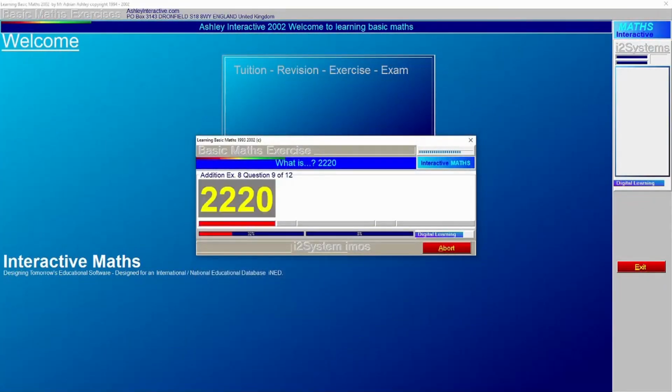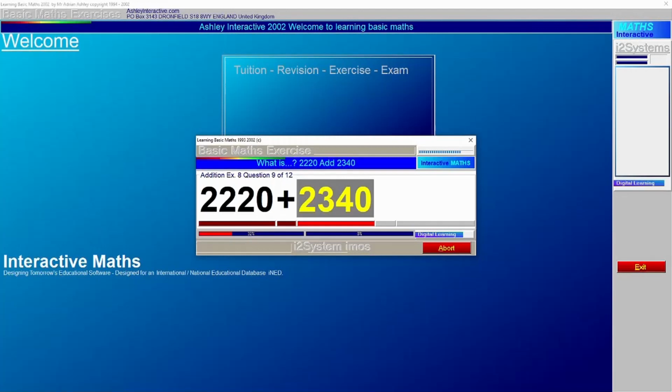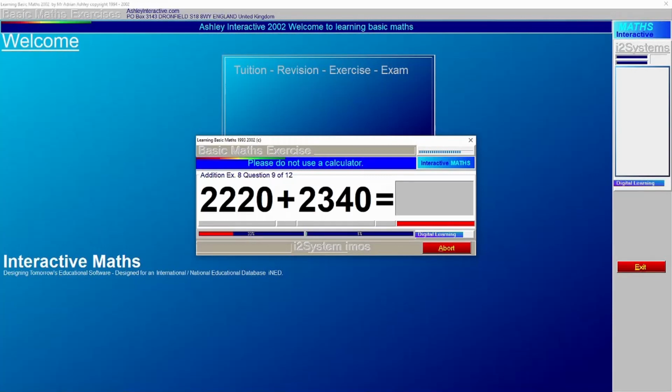What is 2,220 add 2,340 equal to? That is correct.